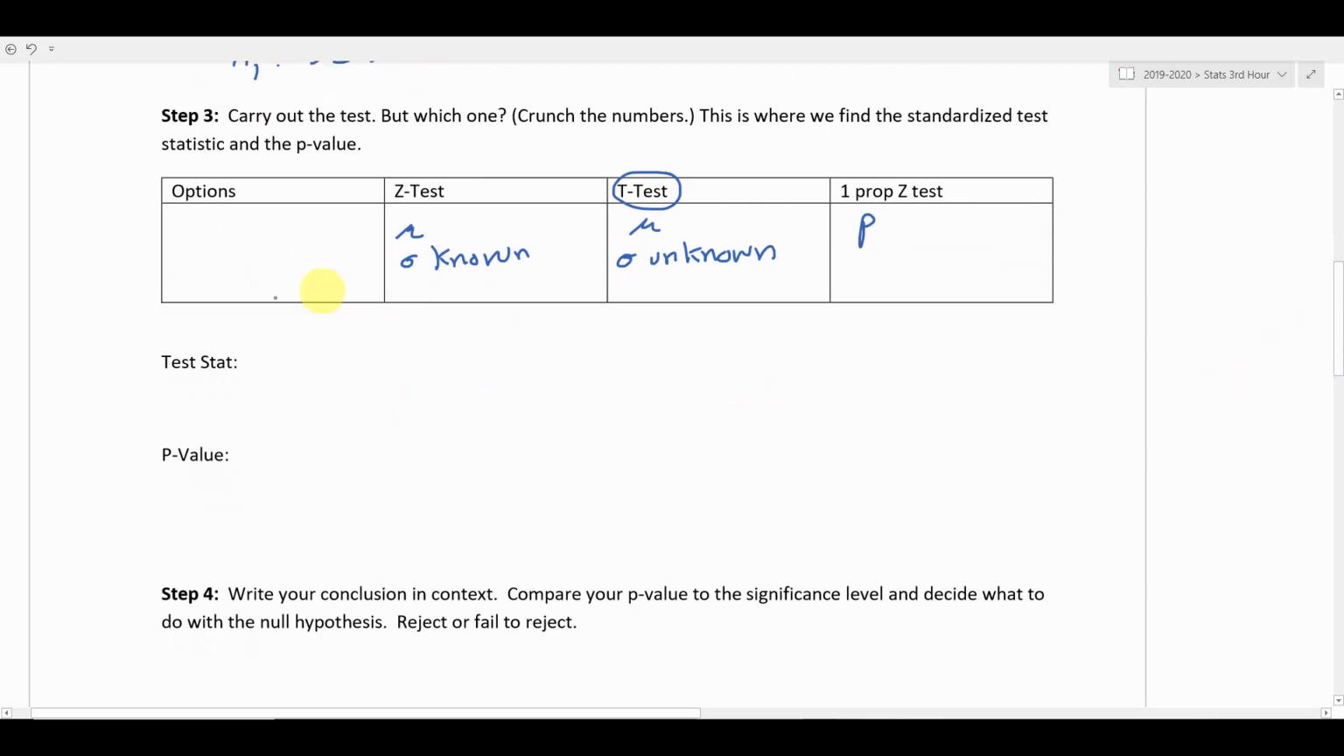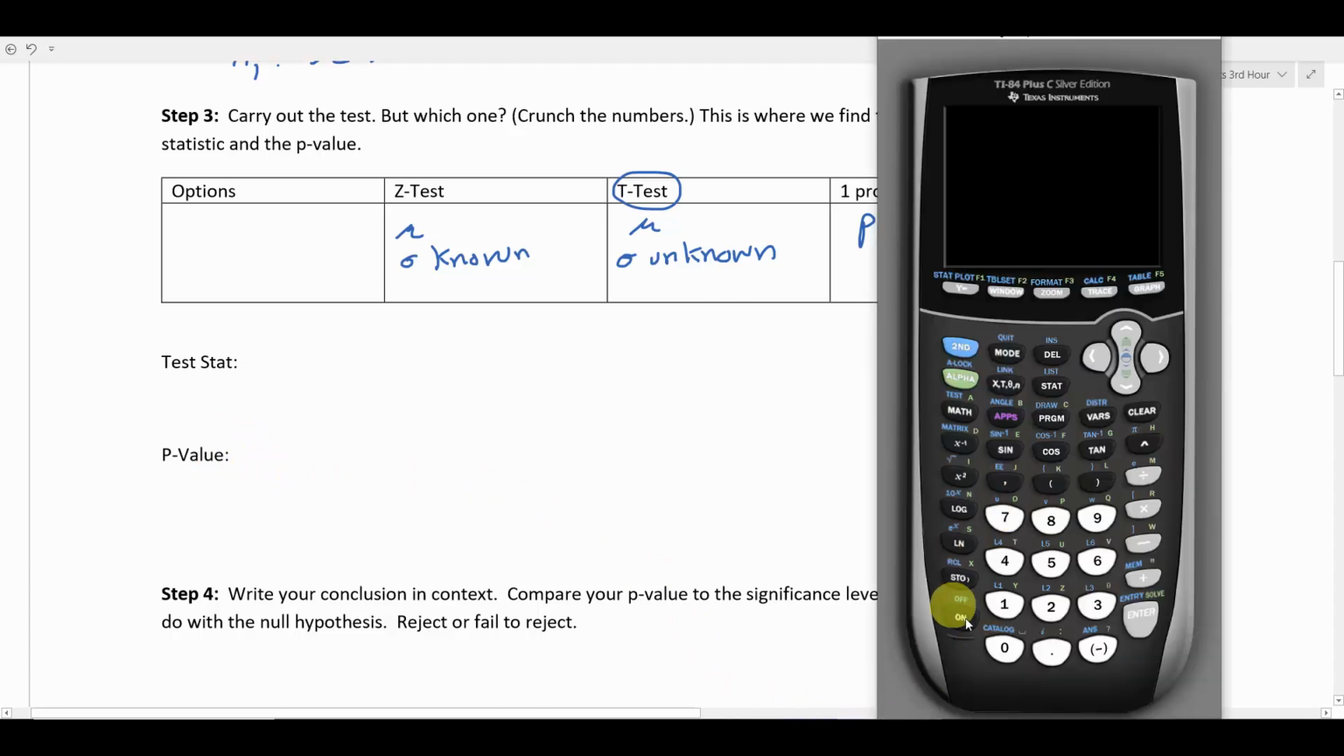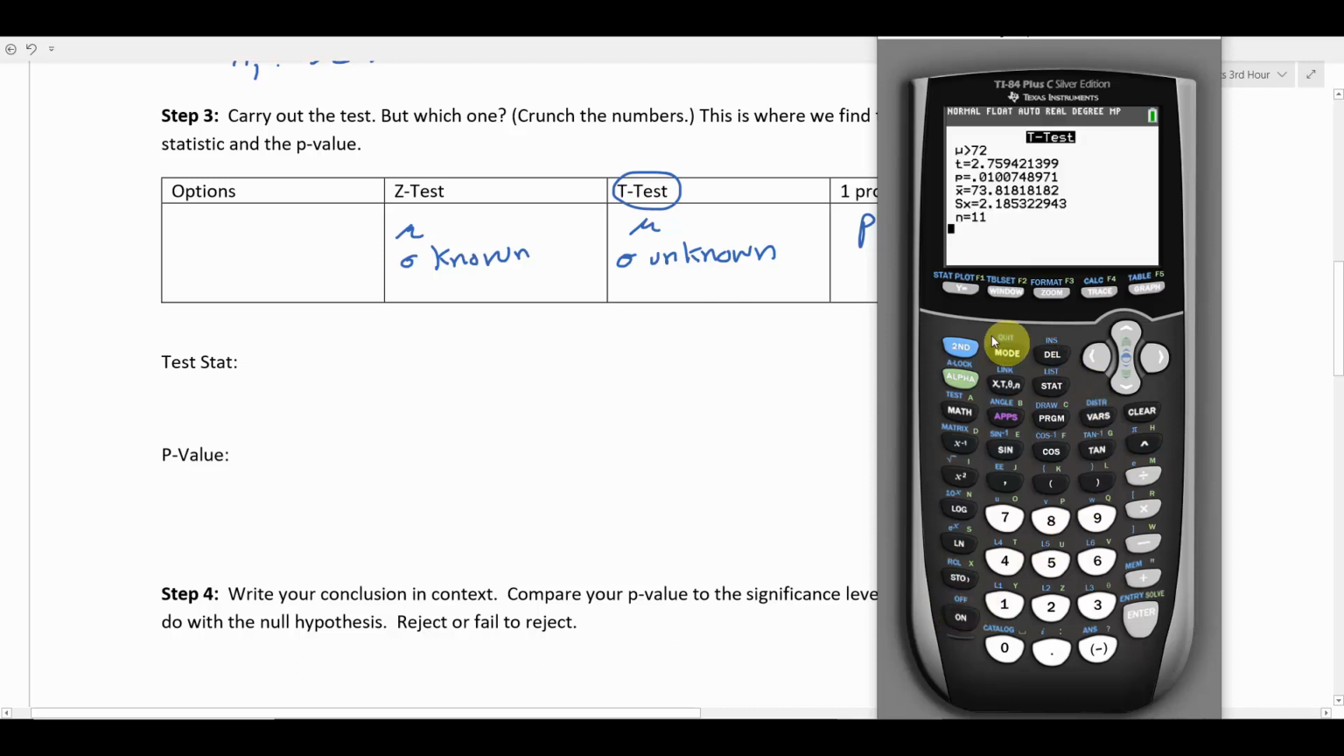All right. So we need to actually find the test stat, or the standardized test statistic, as I call it for short, and then the p-value. And I'm going to do this on my calculator. The calculator can calculate that stuff for us pretty quickly. If you want to see it done by hand, I suggest you watch some of the previous videos where I did all that work by hand for you, so you can see what the calculator is doing behind the curtain here.